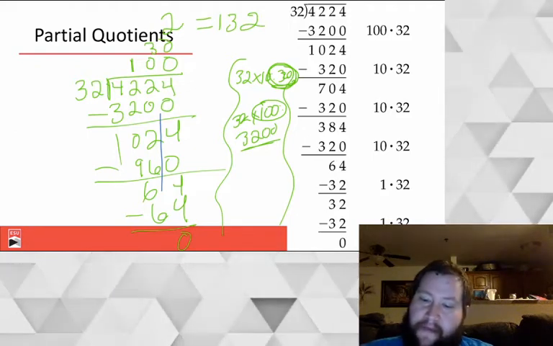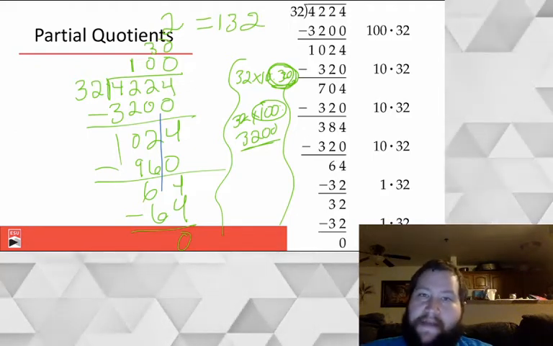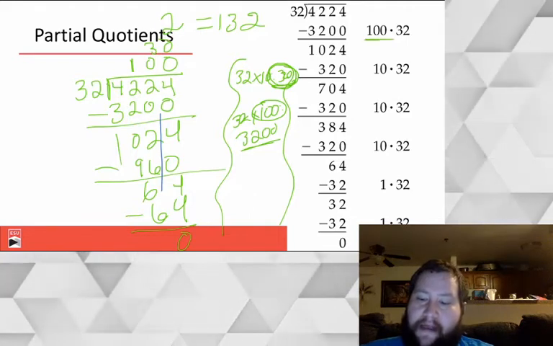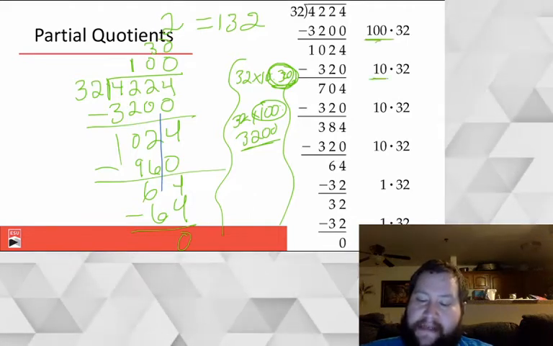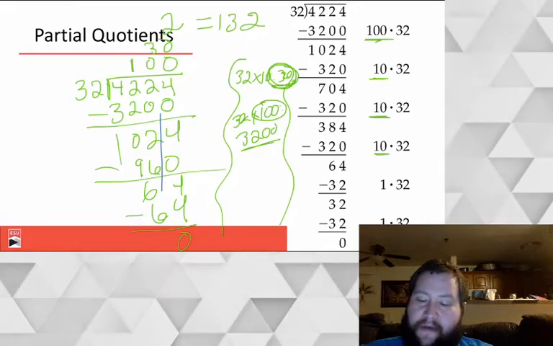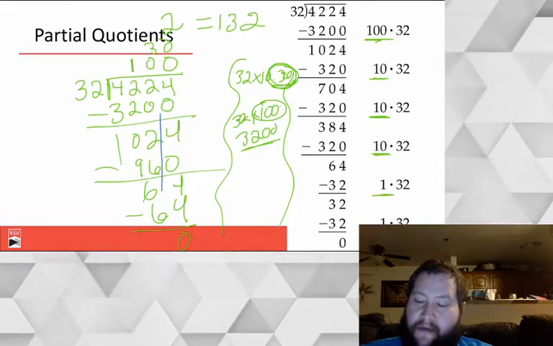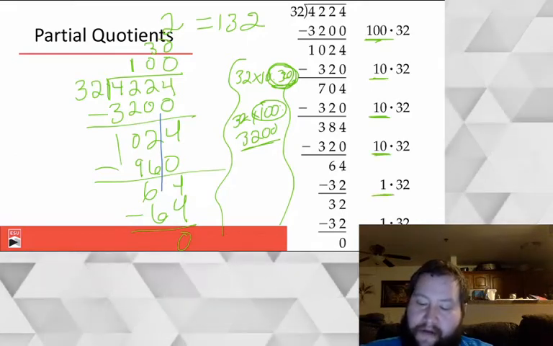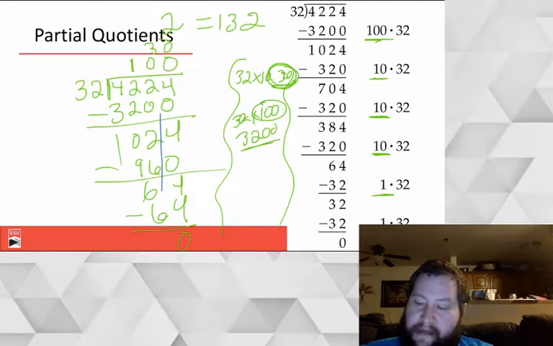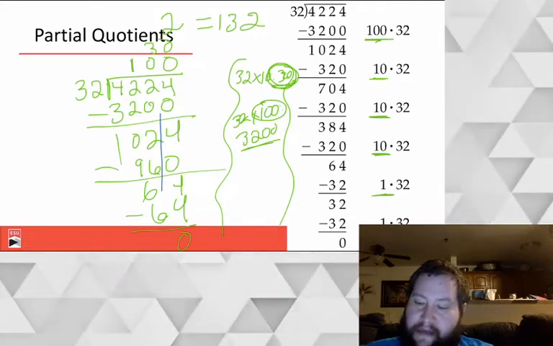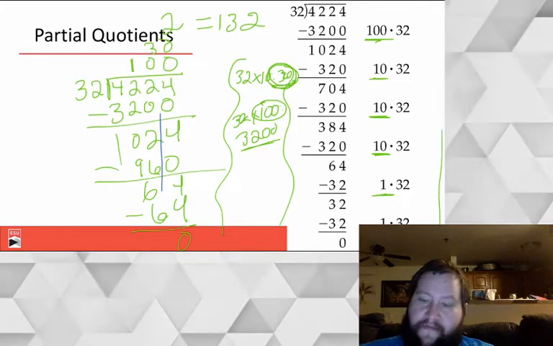And so that's the work over here. And notice they wrote it out. They took 100 of them out. They took 10, or they're like, oh, I can take 10 more. I can take 10 more. And then they took out 1 and 1. And we're left with 132 times 32 equals 4224.